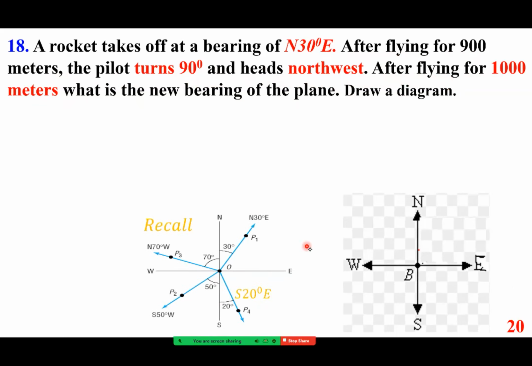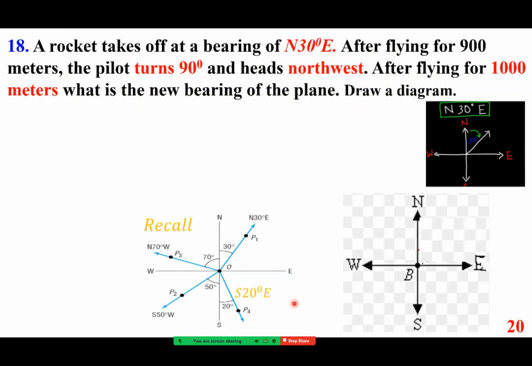And so, for example, this is missing. So it's south 20 degrees east. So north 30 degrees east means this way. So this is the way it goes. Okay, north 30 degrees east.